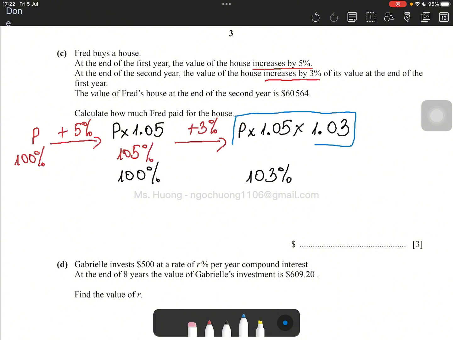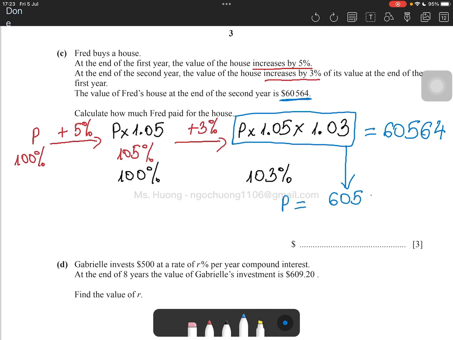At the end of the second year, according to the question, this value is $60,564. From this, we see that we can find the value of P by dividing 60,564 by 1.05 times 1.03. And the answer is gonna be $56,000.